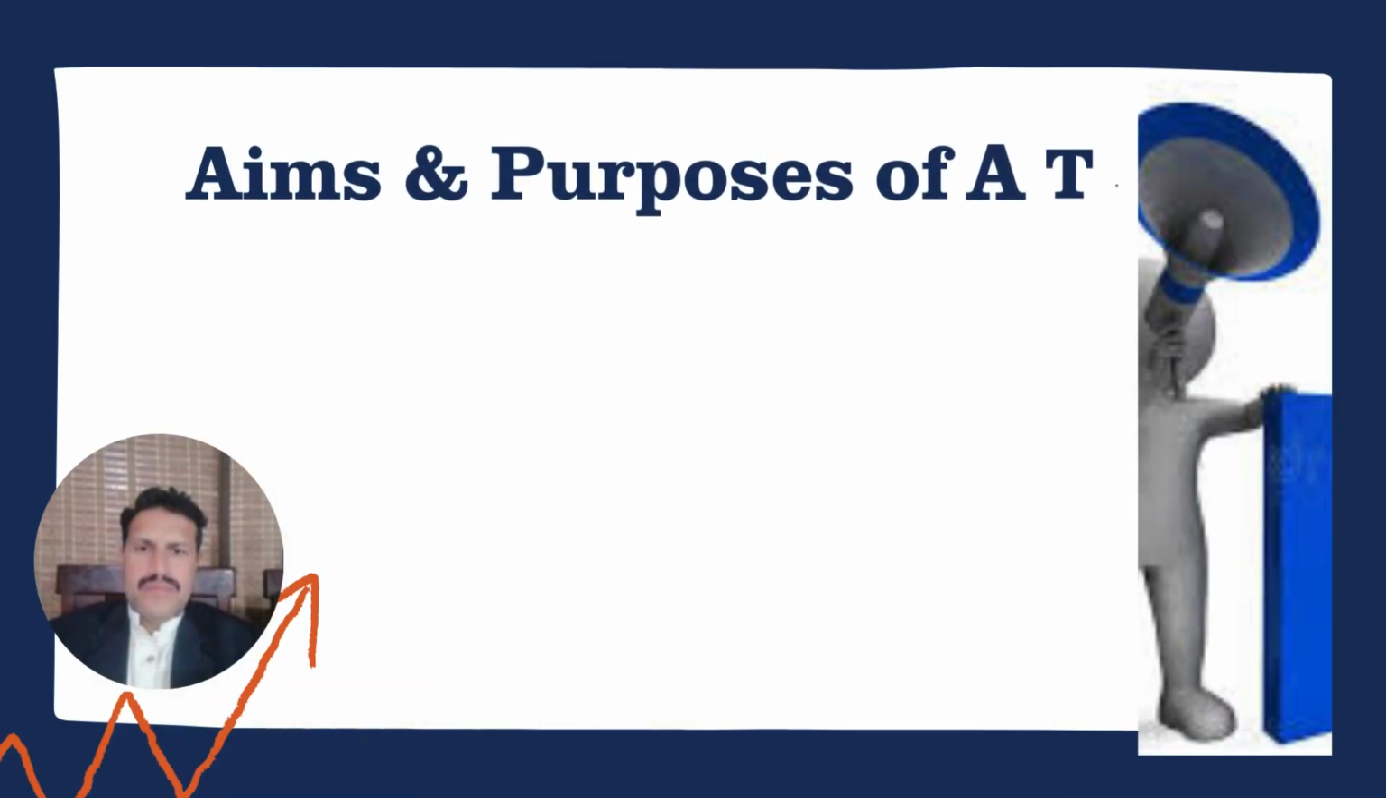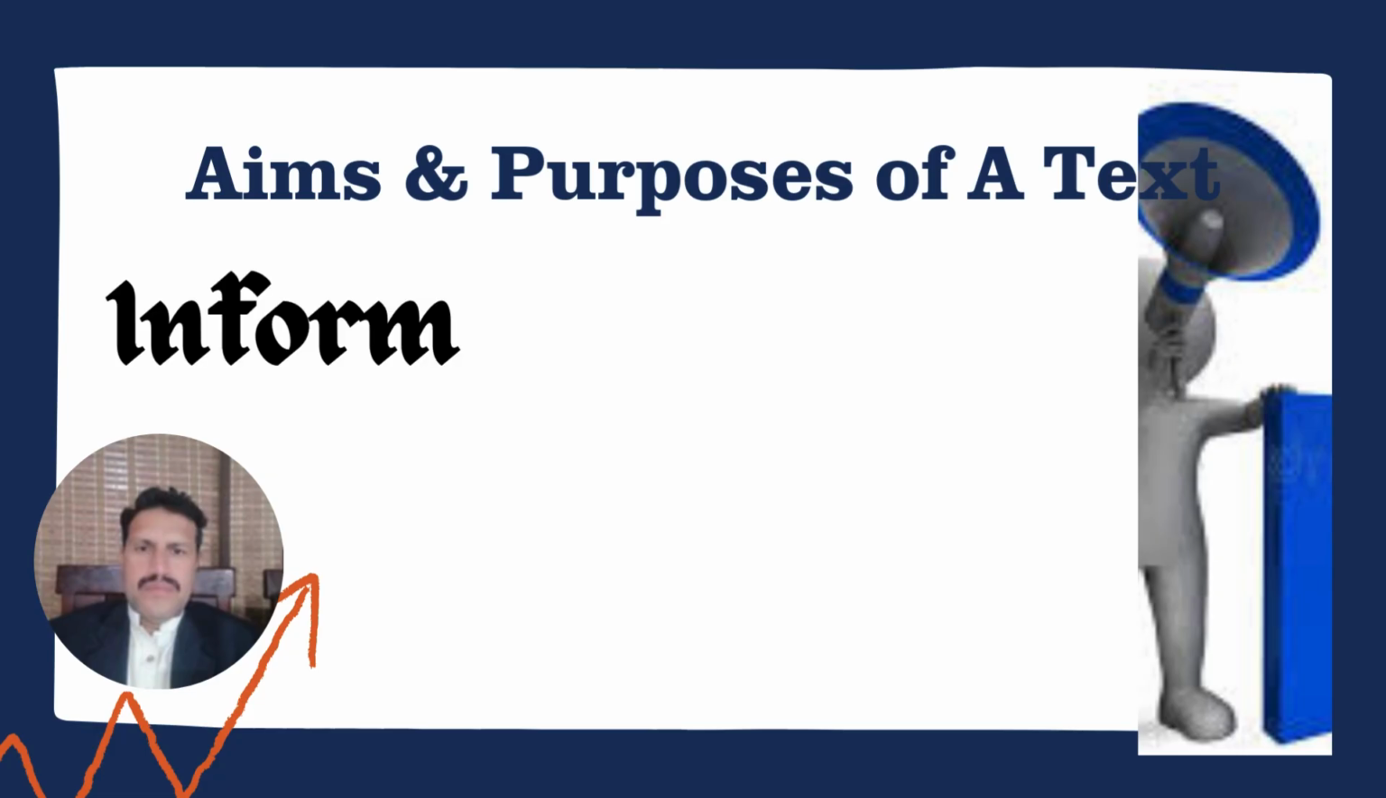Firstly, we'll discuss the aims and purposes of a text. The first aim and purpose of a text is to inform us. Texts inform us in different ways. For example, it gives us factual information. In factual information, there are news articles, reports, textbooks, and some other things which have the real facts.